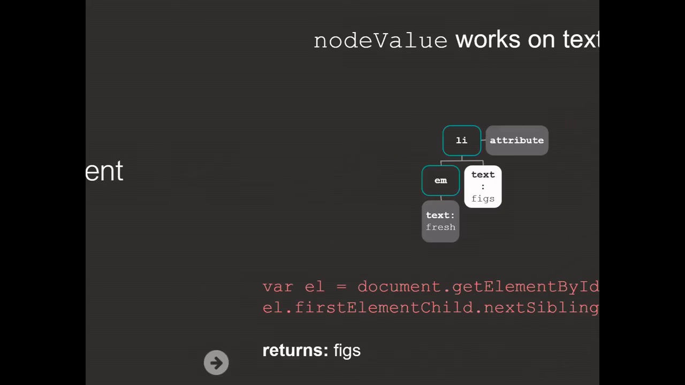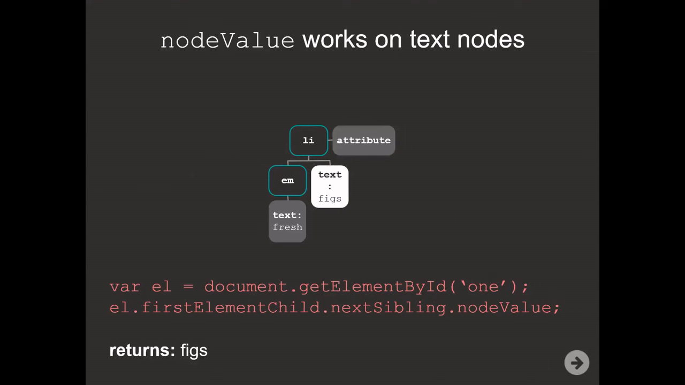Now, how to access the content? Let's say we want the value of the text: node value. If we keep navigating, EL is the element that we have here. This is the element we're referring to with EL. When we say first element child, it will go to em. Next sibling, it will go to the text. And then node value will be the actual text that is stored here.